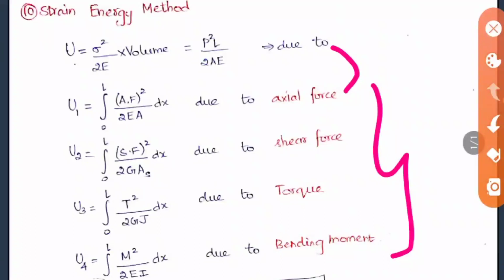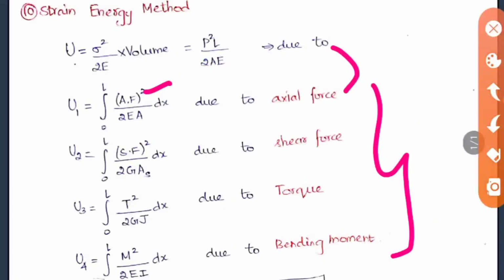Always they will take an integration from 0 to L of the axial force square by 2AE, and that is how it is derived. When you apply 0 to L, you will get this formula. The next formula is when the shear force is there. You use the same thing, but with shear force square by 2G into As.